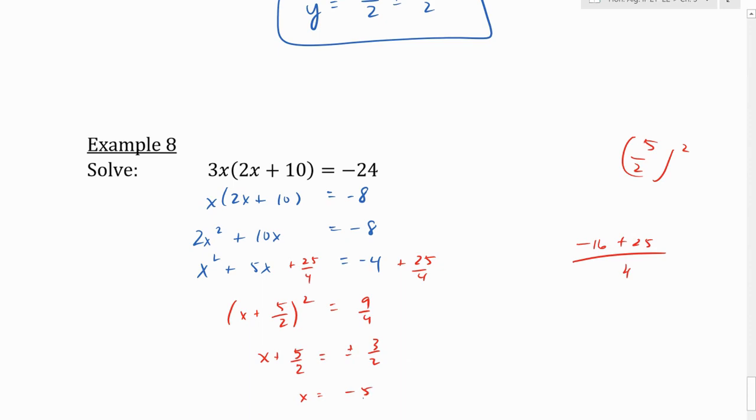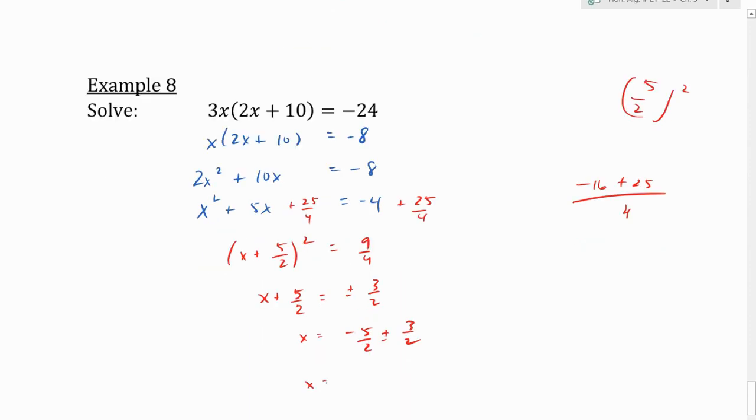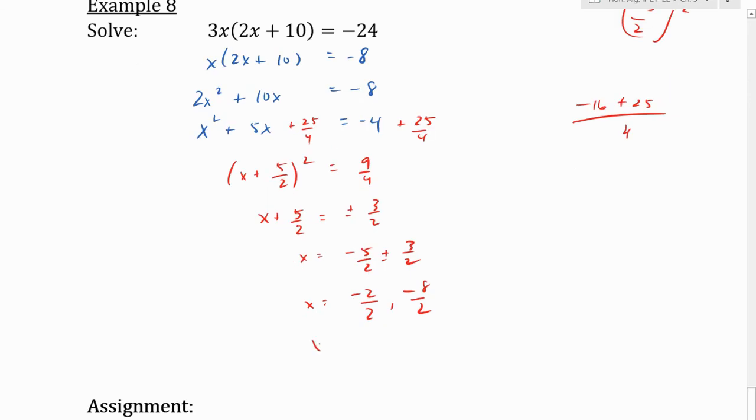X is negative 5/2 plus or minus 3/2. You don't stop on this one. We can keep going. Negative 5 plus 3 is negative 2. Negative 5 minus 3 is negative 8, but they're both over 2. So we're either going to get a negative 1 or a negative 4.